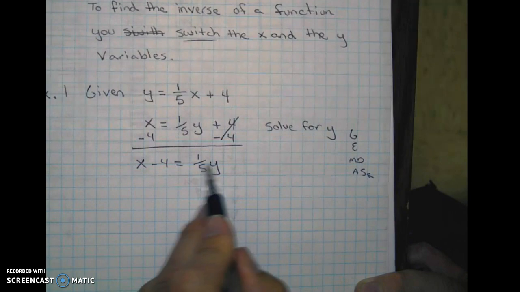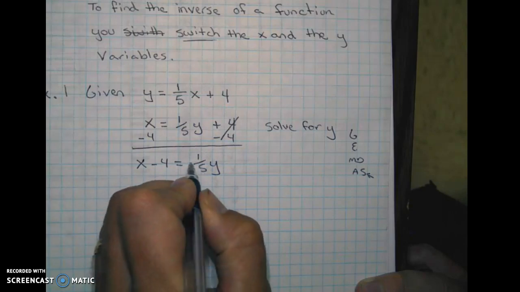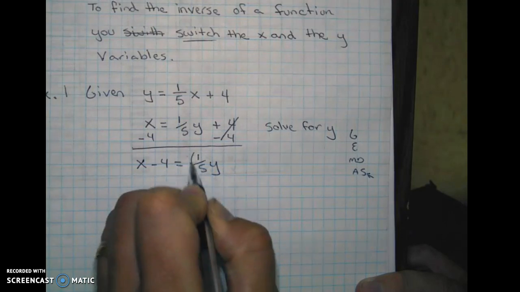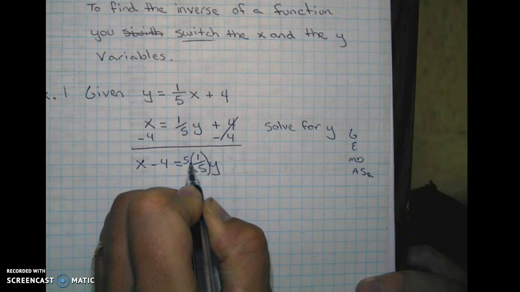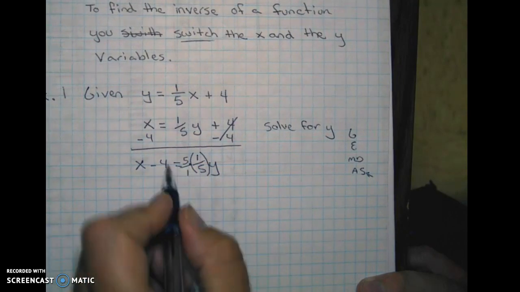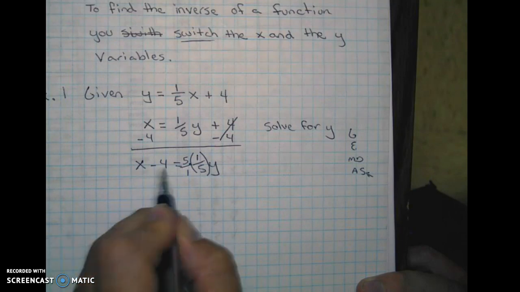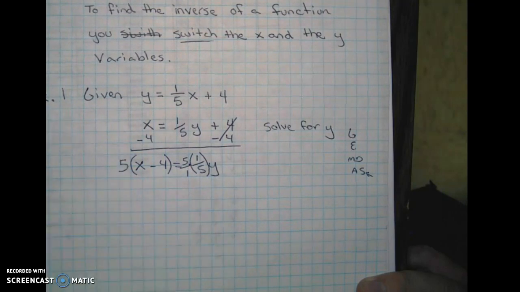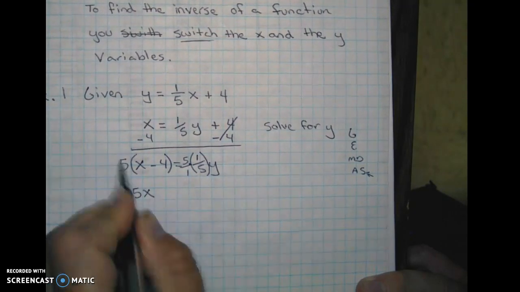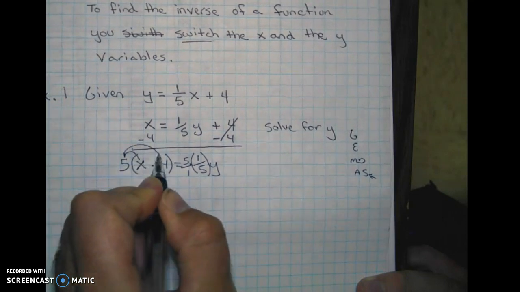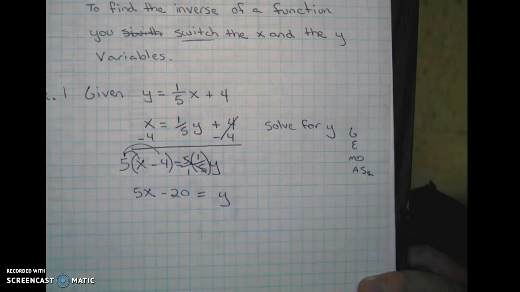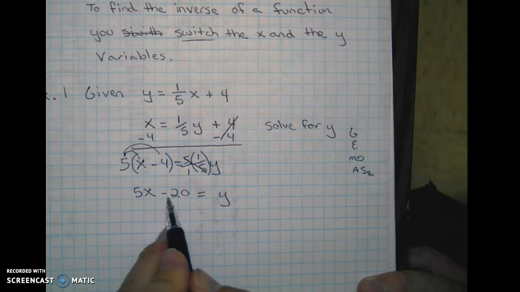Now the easiest way to take care of a fraction, if you want to cancel a fraction out, is to multiply by the reciprocal. The reciprocal of 1/5, so we're going to multiply 1/5 by 5/1. Whatever you do to one side, we do to the other side. Now we have two terms over here, so we have to multiply both of them by 5. So we get 5x. We're distributing the 5 using multiplication. 5's cancel, leaving us with y equals 5x minus 20.